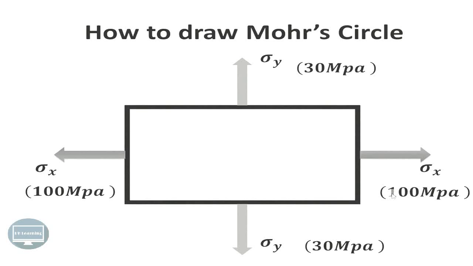Then using the Mohr circle method, we can find the various stresses on any plane which is inclined inside the material. Suppose that plane is inclined at an angle of theta. Then let us see how to find these particular principal stresses.